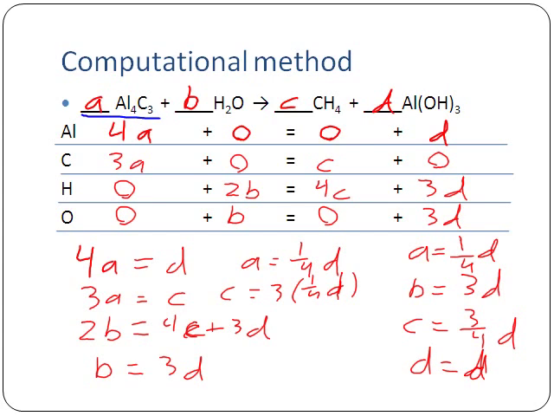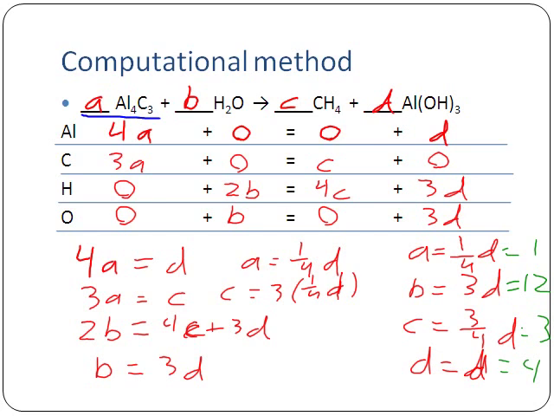What you want to do then is, for the variable you wrote everything in terms of, in this case D, pick a value of D that will make all of these coefficients whole numbers. And so we have 1/4 D, 3D, 3/4 D, and D. The proper value for D here would be 4, because if we put 4 in for D, we'll get all whole numbers, which would mean that A is equal to 1/4 times 4, which is 1. B is equal to 3 times 4, which is 12. C is equal to 3/4 times 4, which is 3. D is, of course, then just equal to 4.